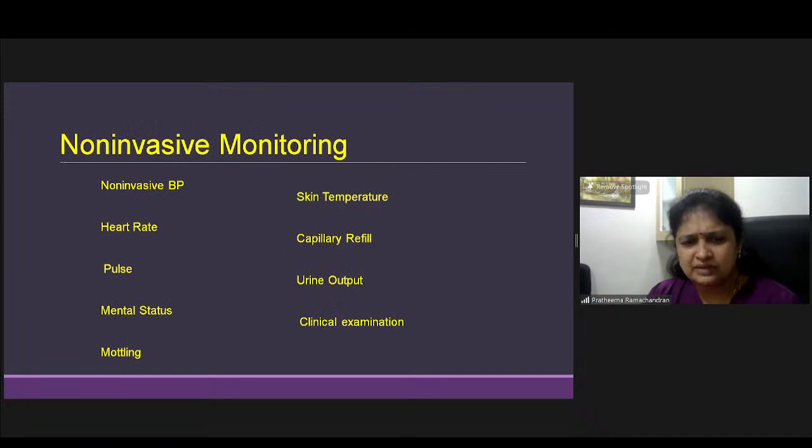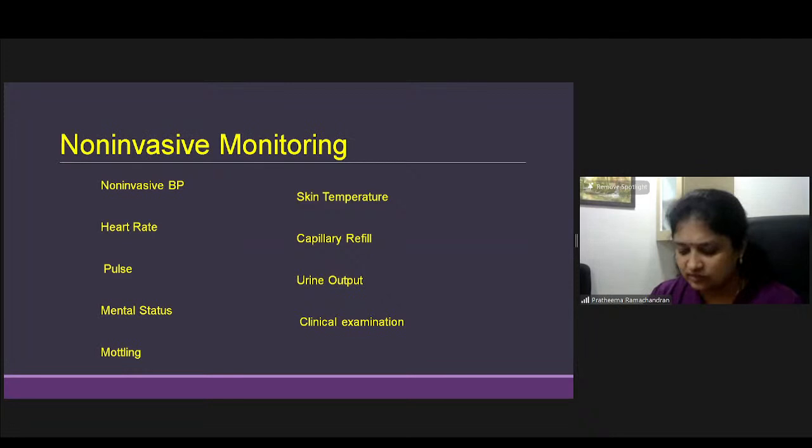Basically, we do non-invasive monitoring when we start with the clinical examination and history. Yes, we start monitoring the patient. We look at the heart rate, pulse. How is the patient? Is the patient warm, cold, clammy? We have a lot of fancy terms.